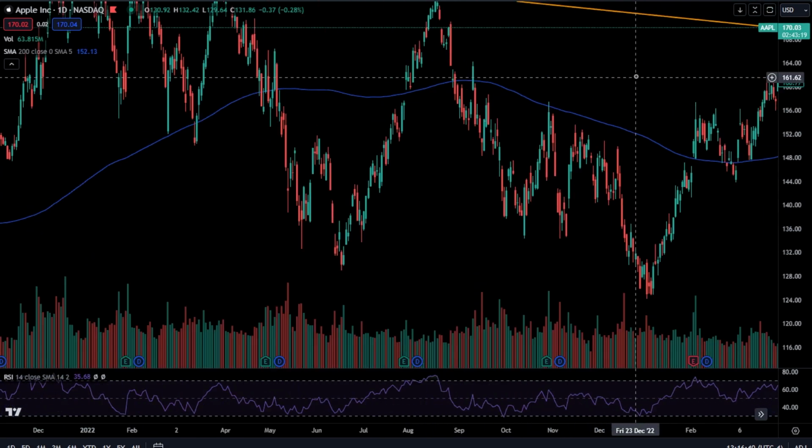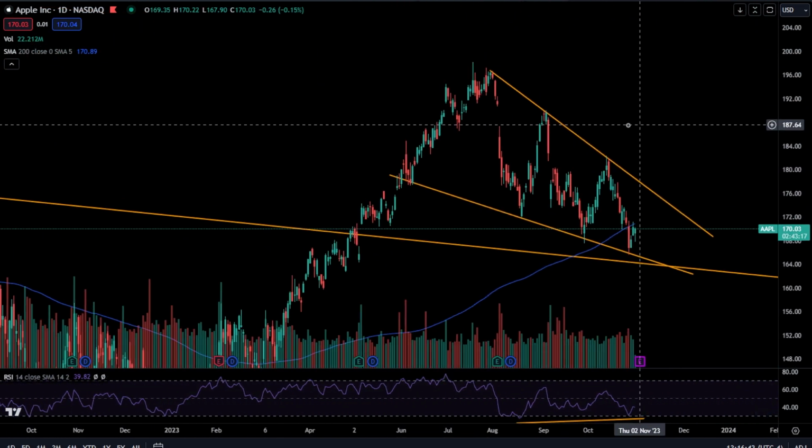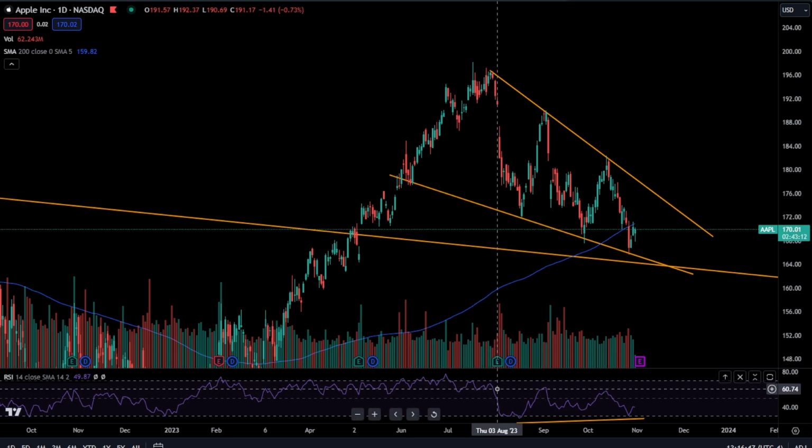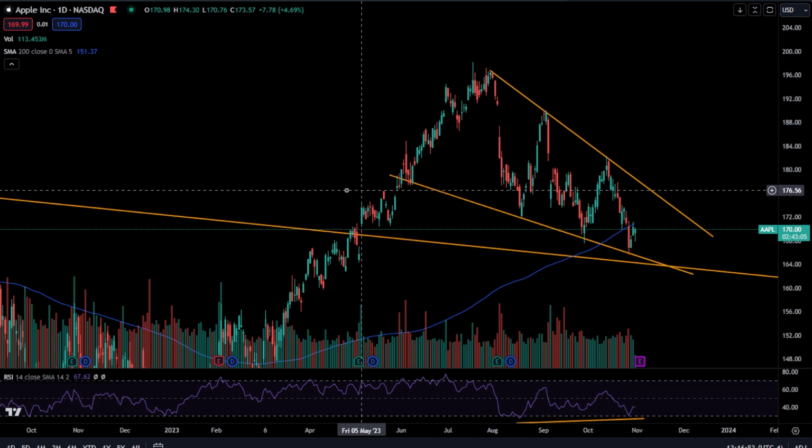You got a big old dump last quarter, but you were not by any means oversold. You were overbought. You're sitting up here. You were right here at 49. And now what happened? Next day, you're at 33. So that brought an oversold RSI.